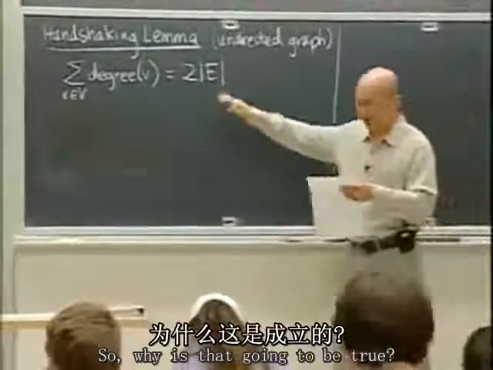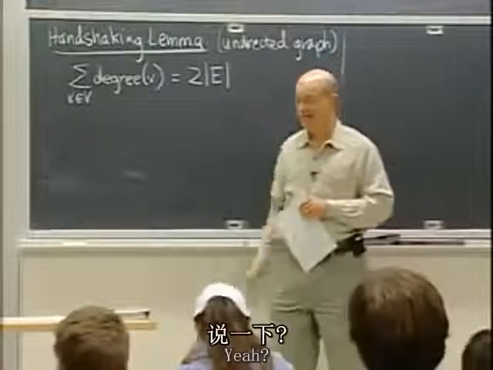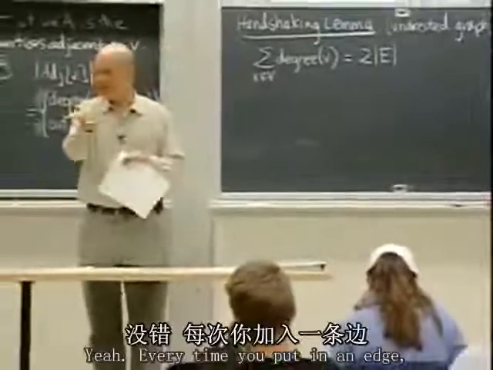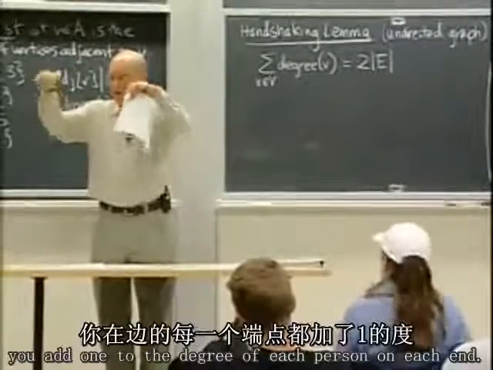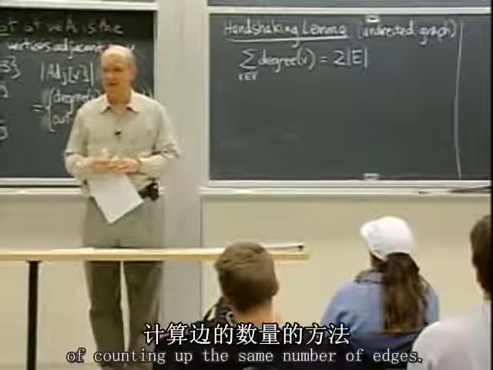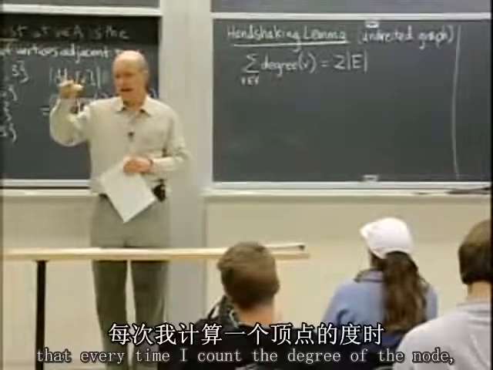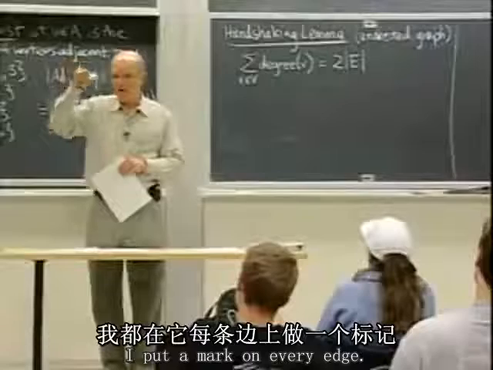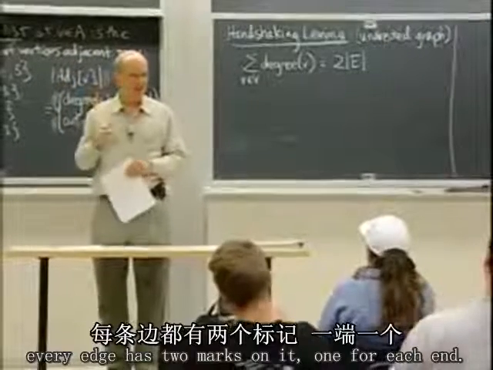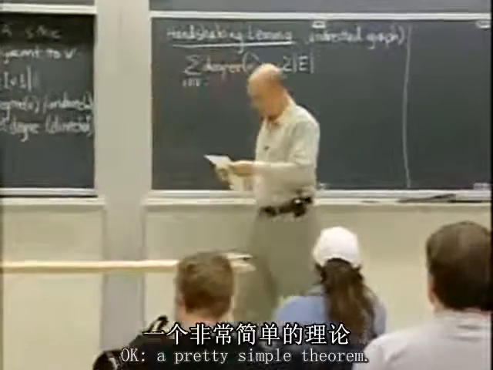So why is that going to be true? Why is it going to be twice the number of edges? For every connection, there are 2 nodes. Every time you put in an edge, you add 1 to the degree of each person on each end. So it's just 2 different ways of counting up the number of edges. If you imagine that every time I count the degree of a node, I put a mark on every edge, then when I'm done, every edge has 2 marks on it, 1 for each end. Pretty simple theorem.